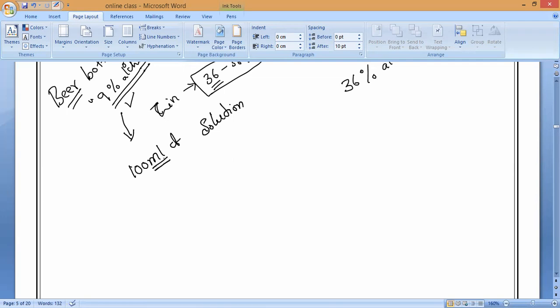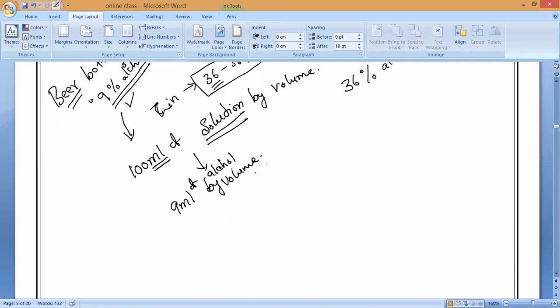I am not asking the formula. I am asking what you mean by 9% alcohol. So if I take 100 ml of solution, by volume, in that 9 ml of alcohol is present by volume. Understanding? Alcohol is present by volume. That is what it is. Do you understand, everyone? Yes, please.